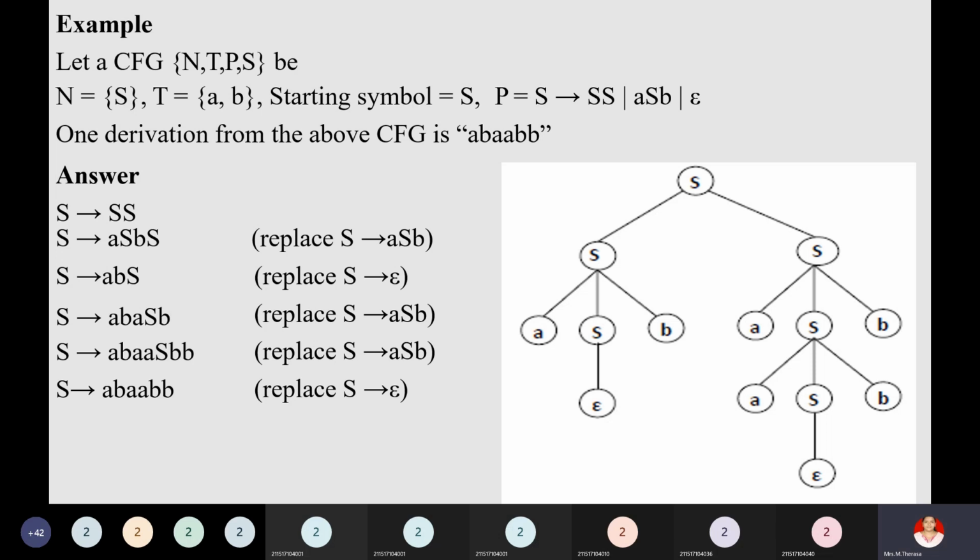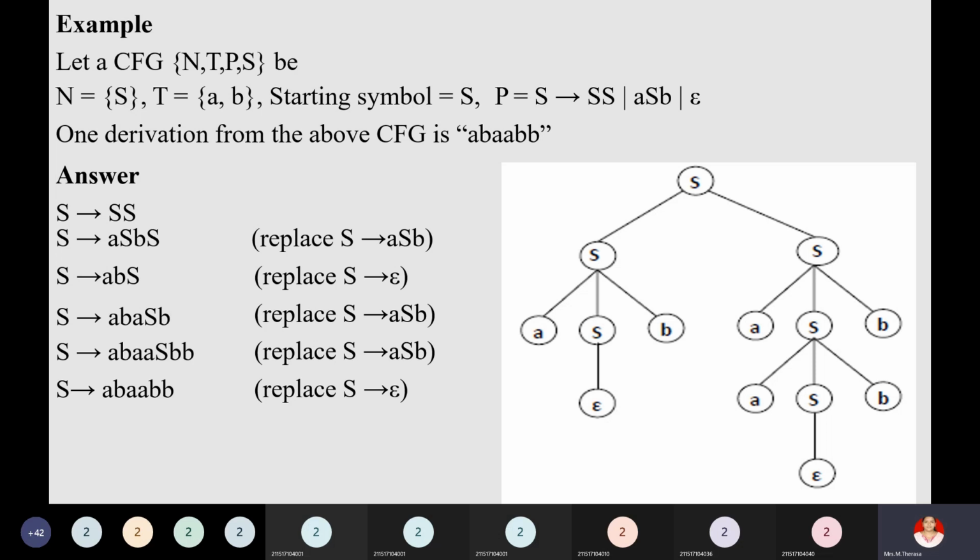So the resulting sentential form is abS. Then you can replace this capital S by aSb. Again, you can replace this S by aSb. At last, you can replace this S by epsilon. So the final string which you obtained is abaabb, which is required to derive from the given grammar.